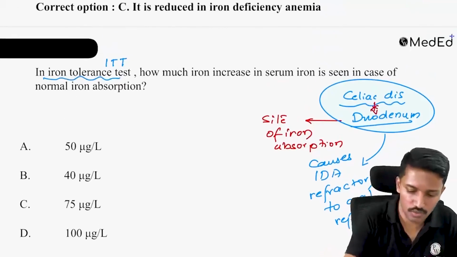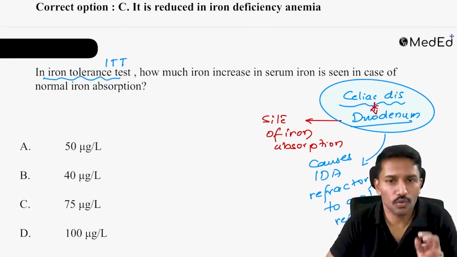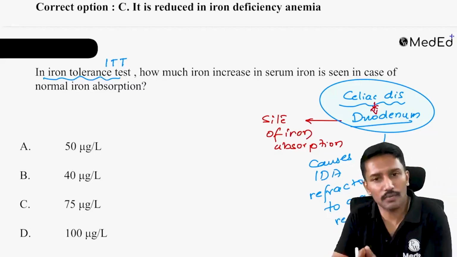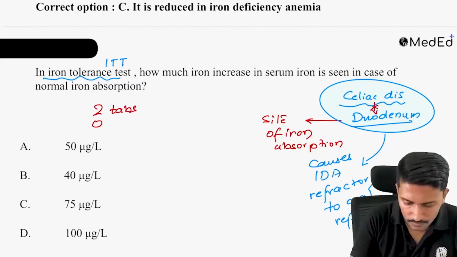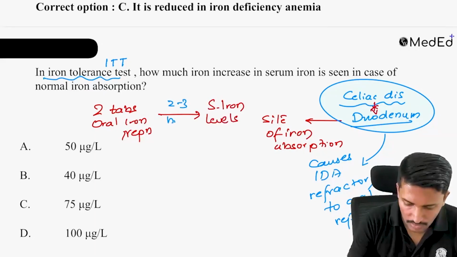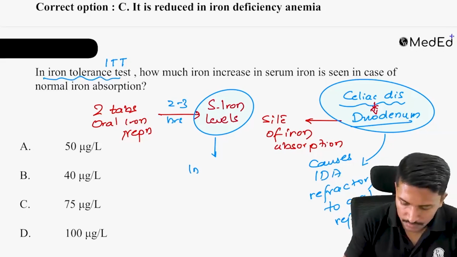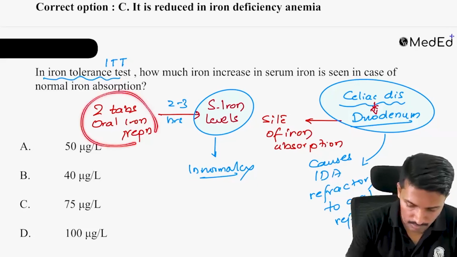Instead, what I can do is this iron tolerance test. What we do in the iron tolerance test is we give 2 standard doses of oral iron preparation, and then we check serum iron levels 2 to 3 hours later, right? Okay, now this serum iron level in normal condition, we would have checked the serum iron level before giving the tablets also, please remember that.